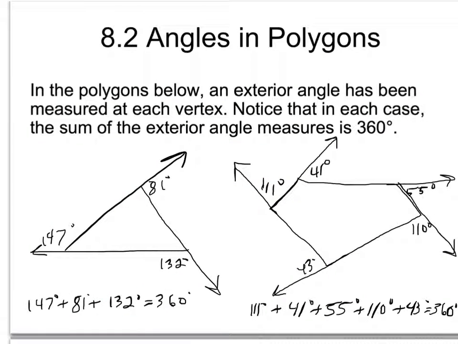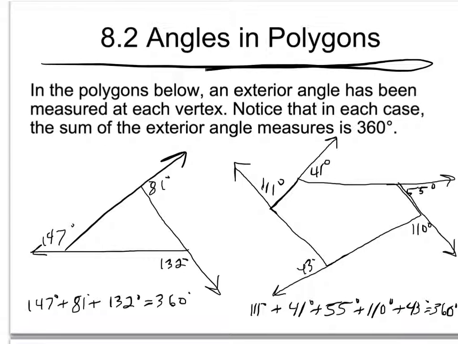Okay, you don't have to write this one down. As you see, there is no yellow bar up here. Don't worry about writing this down. All I'm going to do is read through this and kind of show you what I'm talking about as far as exterior angles. It says, in the polygons below, an exterior angle has been measured at each vertex. Notice that in each case, the sum of the exterior measures is 360 degrees.